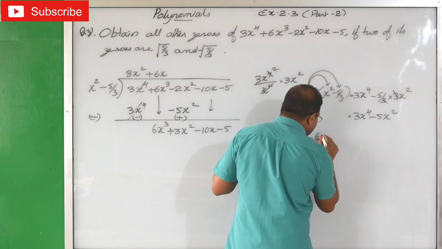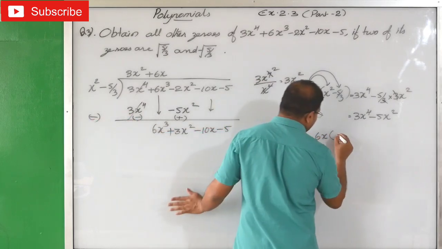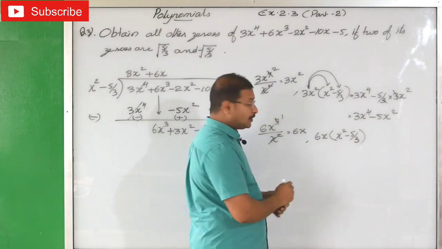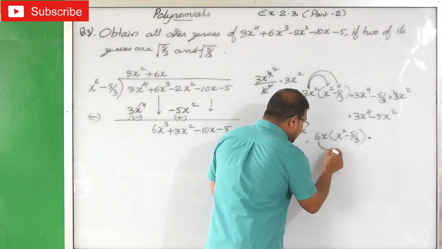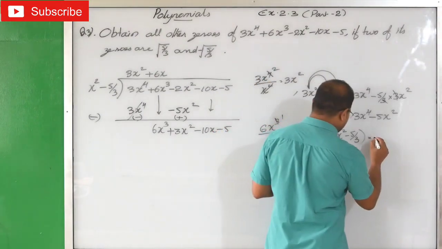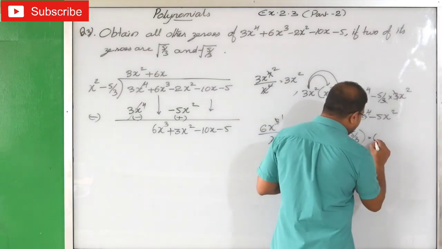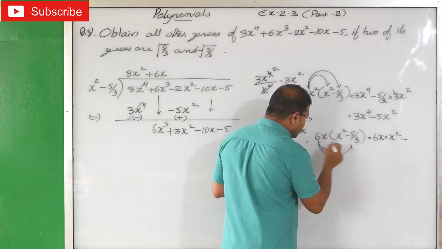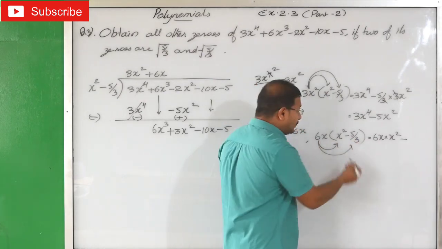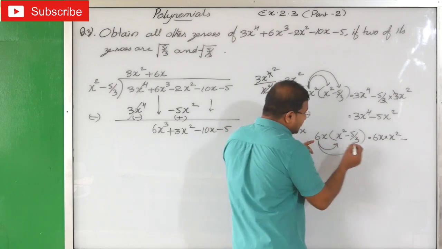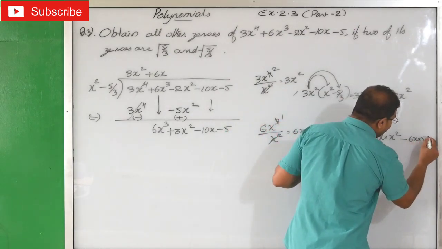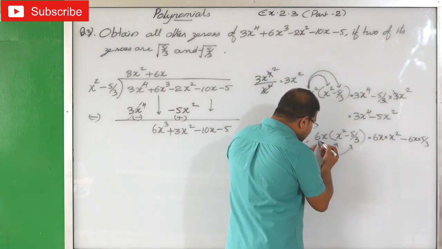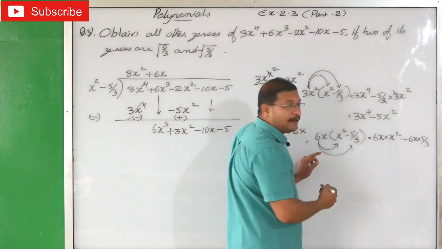After that, 6x into what is here? x square minus 5 by 3 equals, we'll open this, 6x into x square. If you want one step more, we can write 6x into x square minus 6x into minus 5 by 3. That is what I wrote, minus first. After that, 6x into 5 by 3. See, 6x into x square minus 6x into 5 by 3.